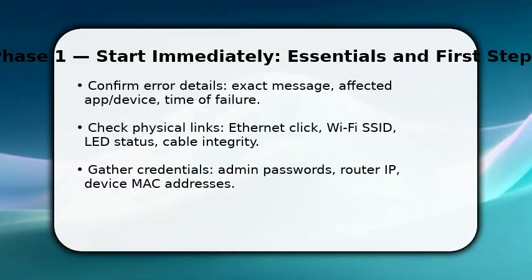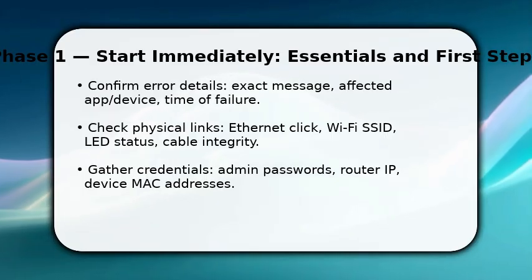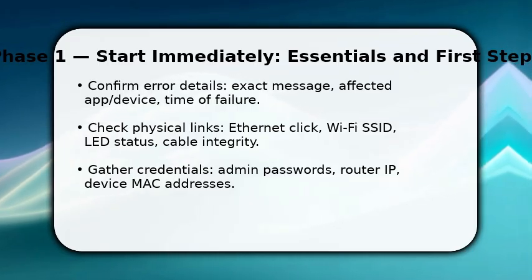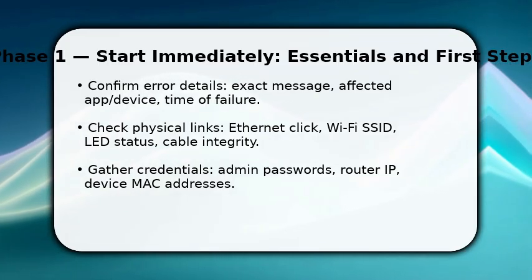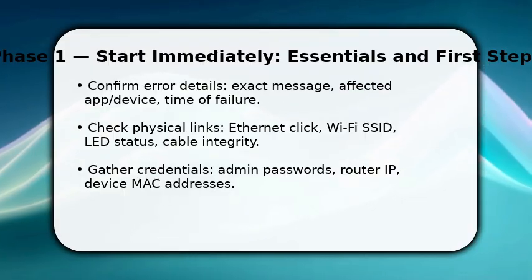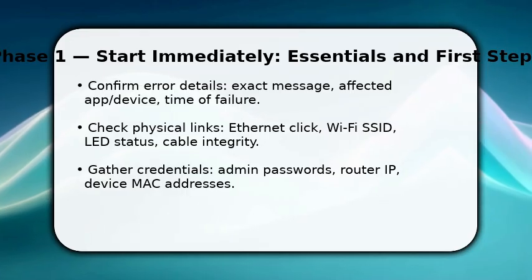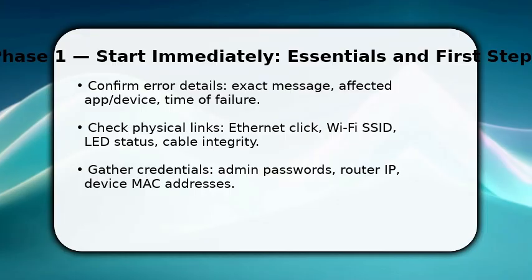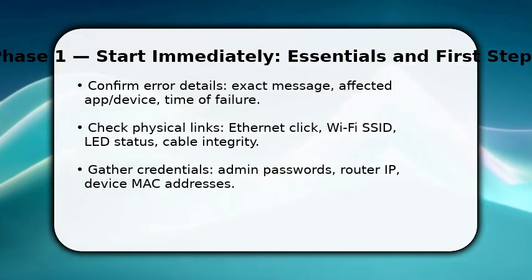You start by collecting facts and meeting prerequisites. This saves time. First, note the exact network protocol error message and which device or app fails. Then verify physical connectivity, cable seating, link LEDs, and Wi-Fi association. Once done, log into the router or interface with admin credentials and the router IP. Make sure you have device MACs handy.